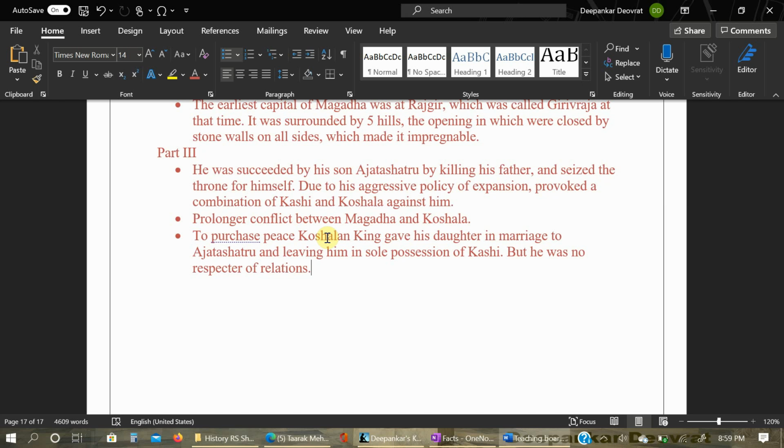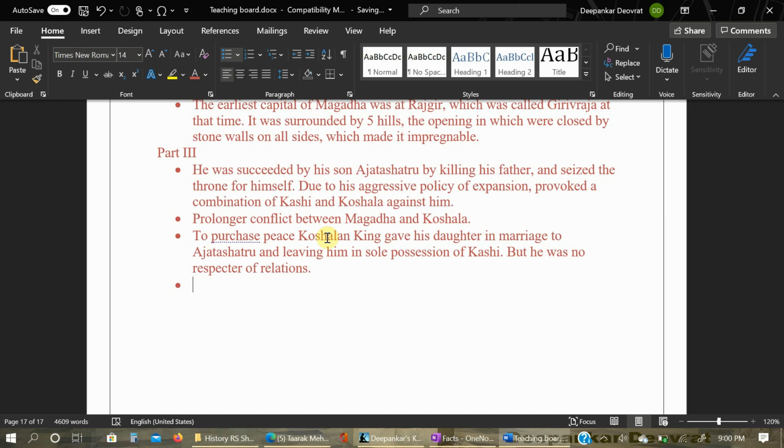Although his mother was a Lichchhavi princess, this did not prevent him from making war against Vaishali. He declared war on Vaishali even though his mother was from the Lichchhavis. He invaded the territory and defeated them in battle. This took him a full 16 years, and the Magadha empire was thus enlarged with the addition of Kashi and Vaishali.